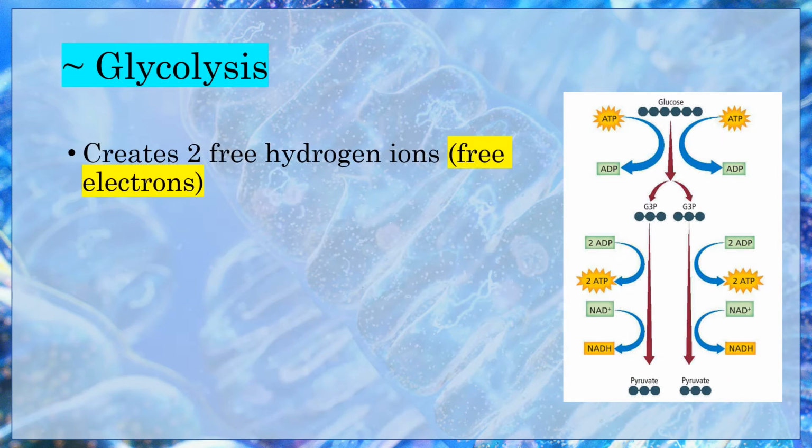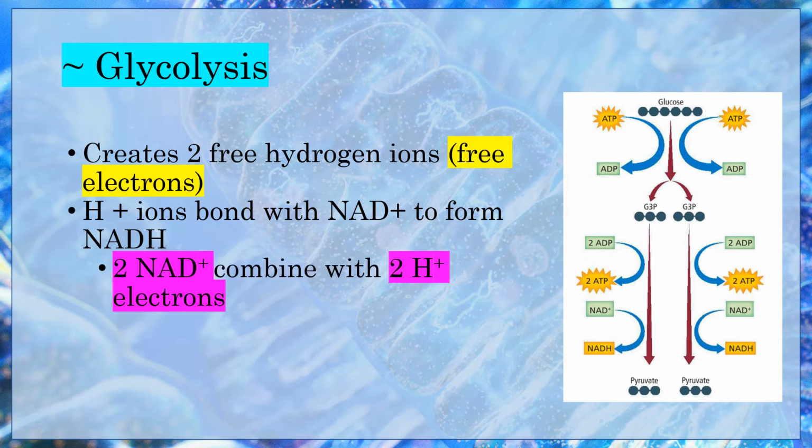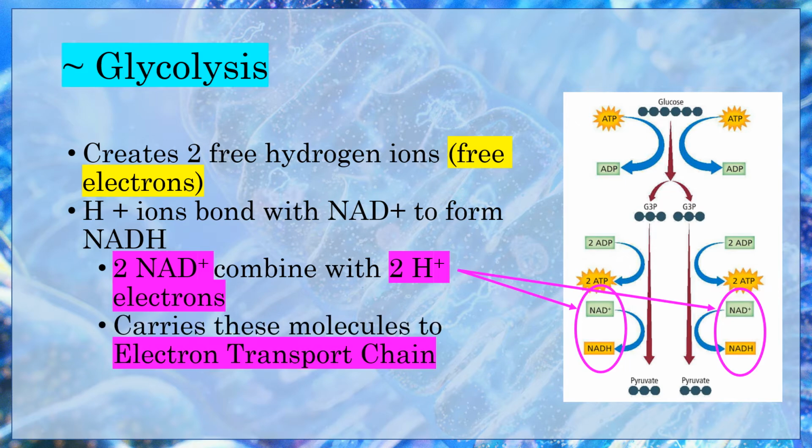Continuing, this also creates two free hydrogen ions, or free electrons. These hydrogen ions bond with NAD+ to form NADH, which are those intermediates. So two NAD+ combine with those two hydrogen electrons, which is right here in the formula. Those NADH then carry the molecules to the electron transport chain, so we're not going to see those again until the very last step. Just keep that in mind.